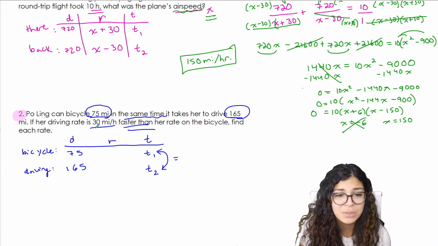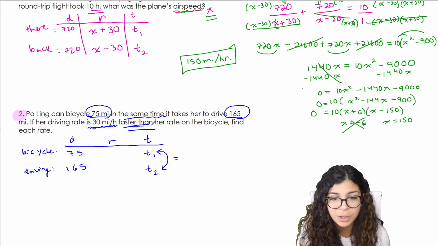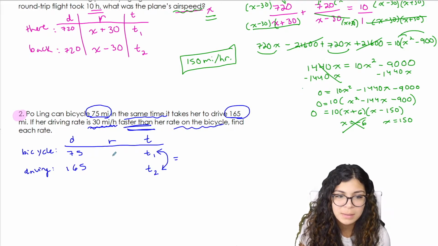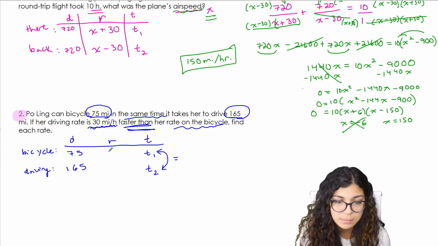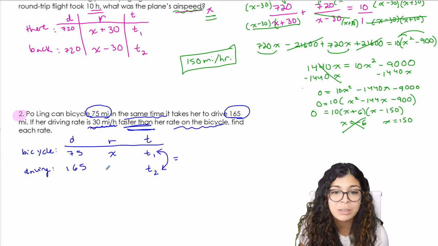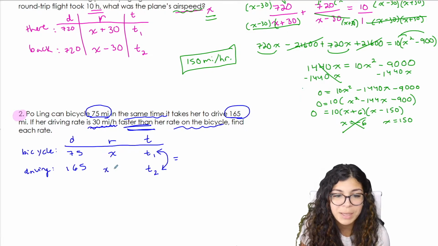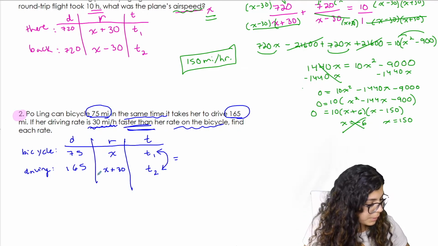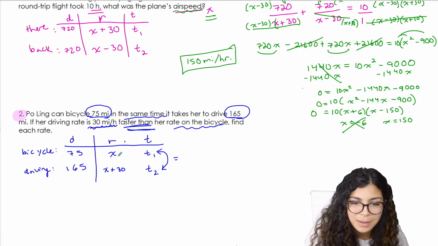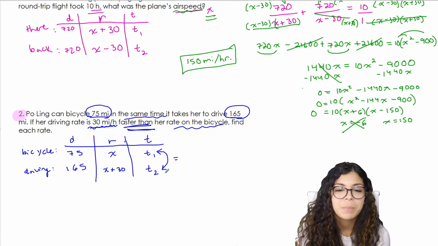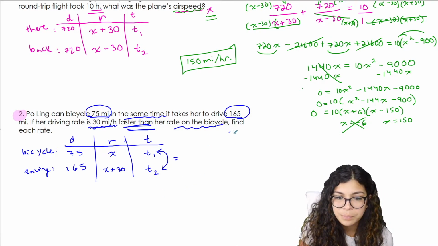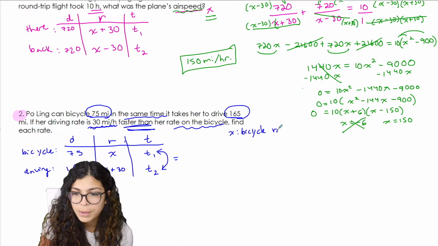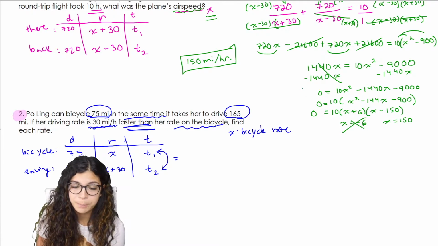Her driving rate is 30 miles per hour faster than her rate on the bicycle. So whatever her rate on the bicycle is, let's go ahead and call that X. Her driving rate is 30 more than that. So her driving rate would be X plus 30. I'm trying to make a table here, but it's not coming out very well. There we go, that's a little better, I think. All right, so if X is her bicycle rate, then her driving rate would be X plus 30.